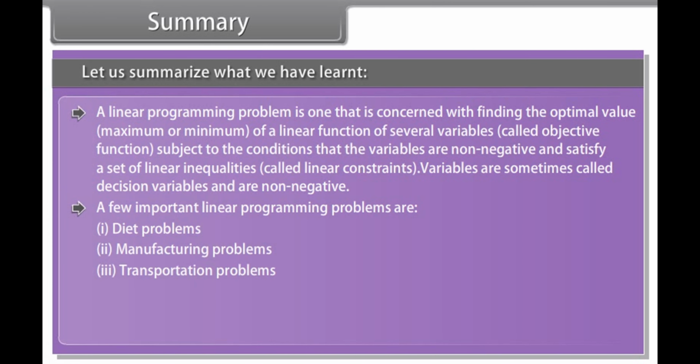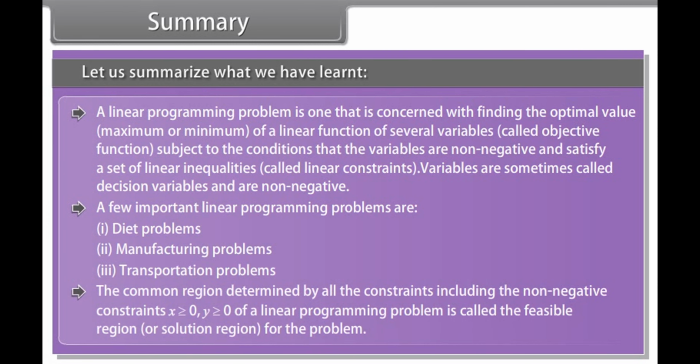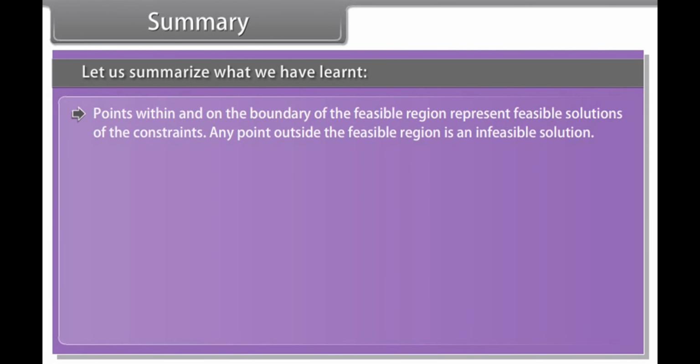A few important linear programming problems are: 1. Diet problems, 2. Manufacturing problems, 3. Transportation problems. The common region determined by all the constraints, including the non-negative constraints x greater than or equal to 0, y greater than or equal to 0, of a linear programming problem, is called the feasible region or solution region for the problem. Points within and on the boundary of the feasible region represent feasible solutions of the constraints. Any point outside the feasible region is an infeasible solution.